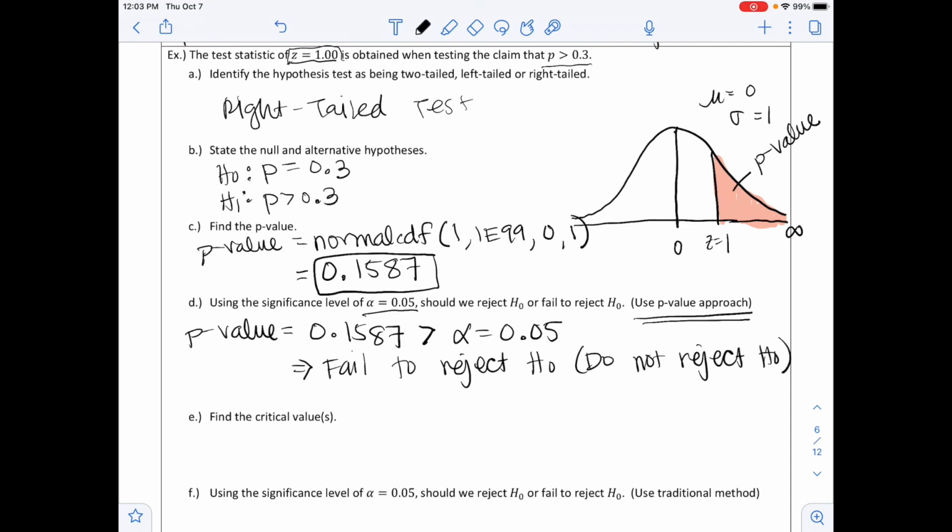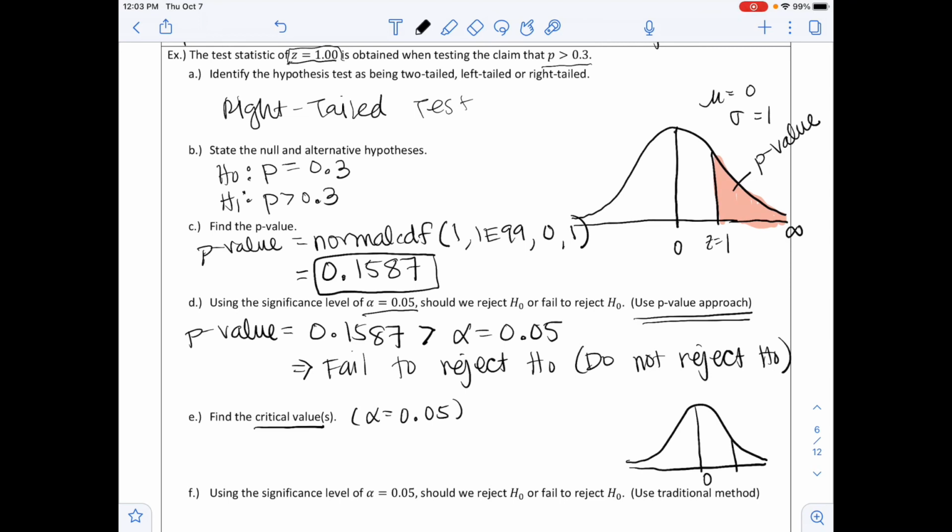So the next one that we have is to find the critical value. And this corresponds to our significance level, which is alpha equals 0.05. So I'm going to go ahead and draw a normal curve so we can look at this. And again, we're dealing with a standard normal, so I will put z in there. We're dealing with a right-tailed test.